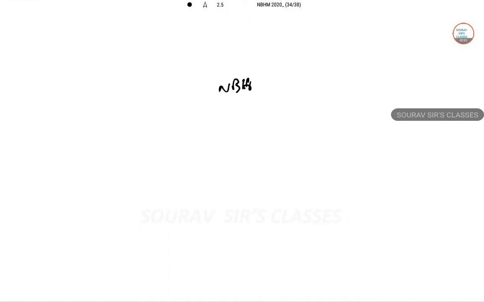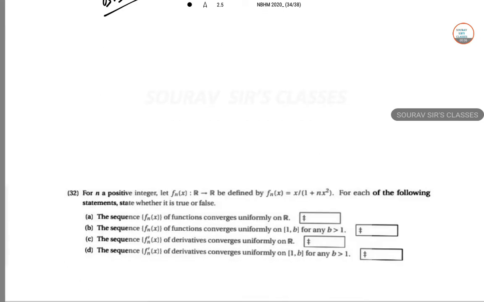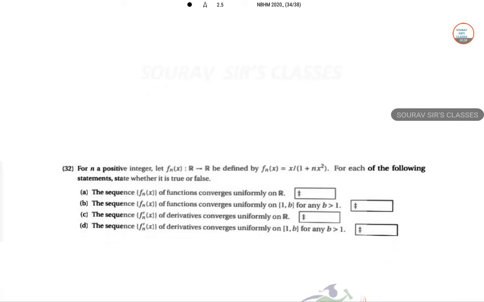This is NBHM solution, and today we'll be solving question number 32. The question is: for a positive integer n, let f_n(x) be defined by f_n(x) = x/(1 + nx²). Which of the following statements is true or false?